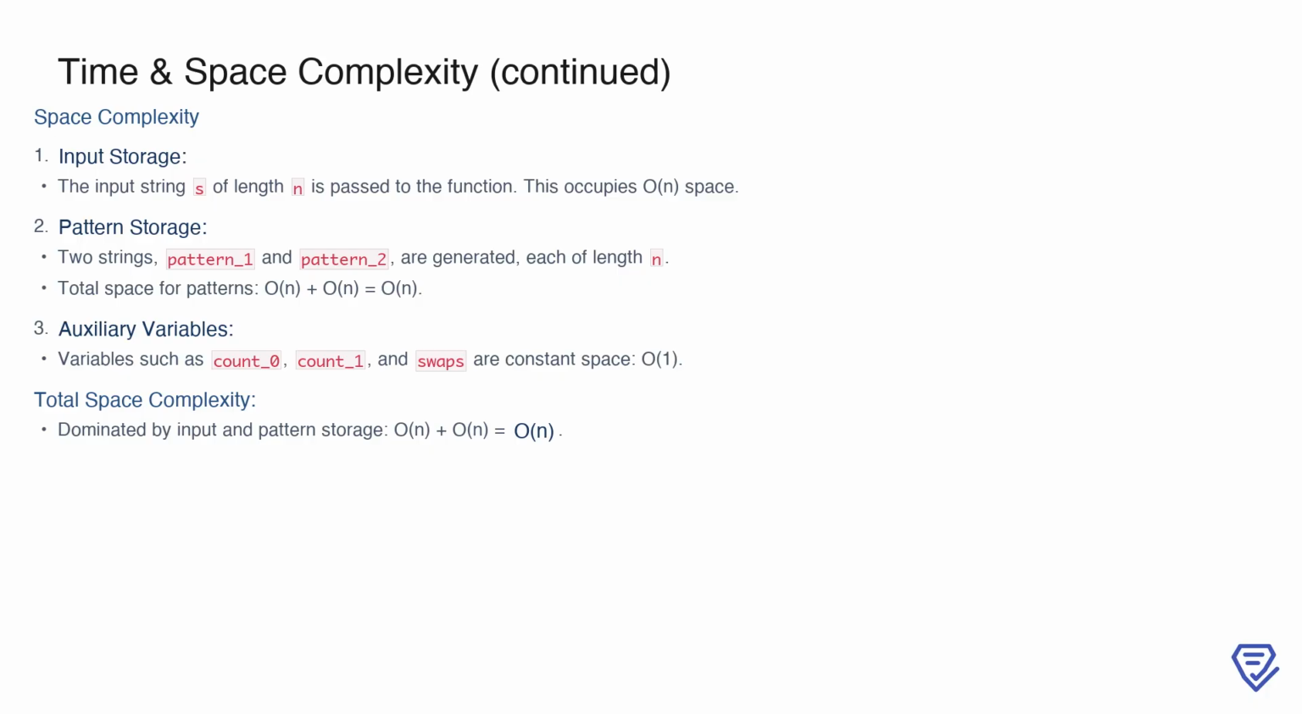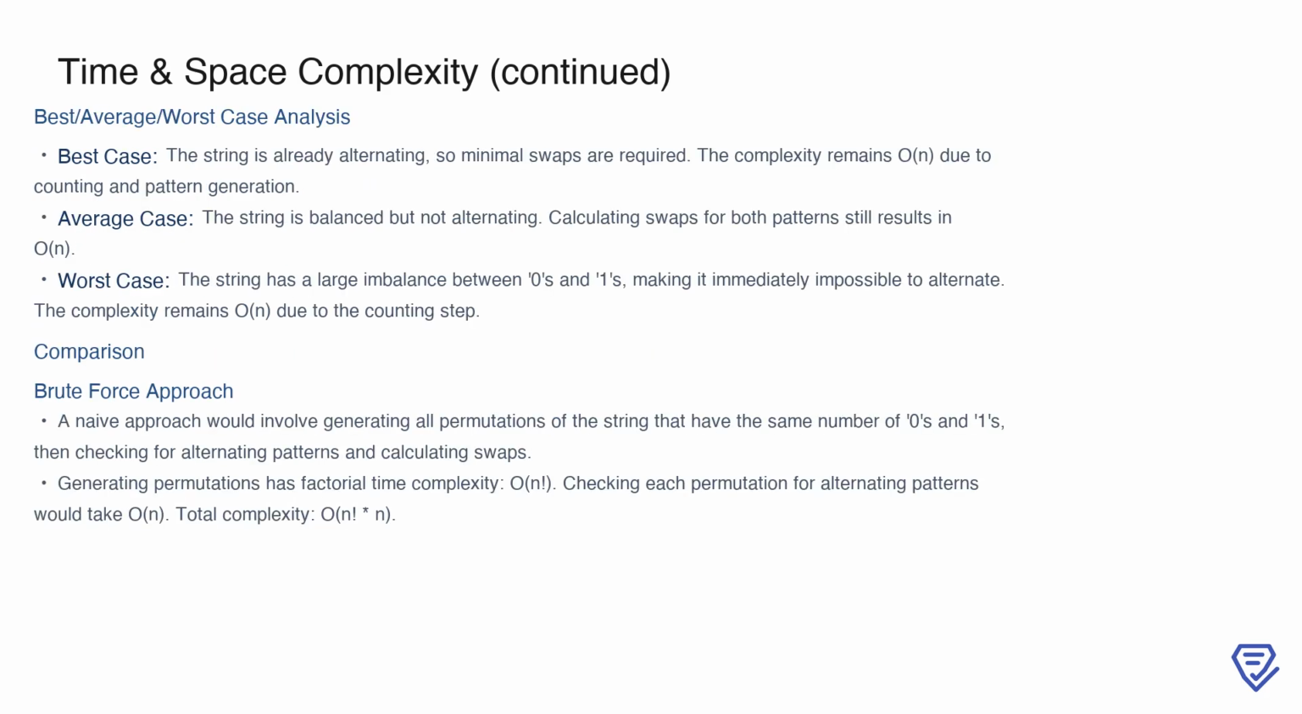Since the space used by the input and the patterns dominates the overall space usage, the total space complexity of the solution is O(n). This ensures that the solution is not just fast but also memory efficient. To better understand the efficiency of our solution, let's analyze its behavior in different cases.